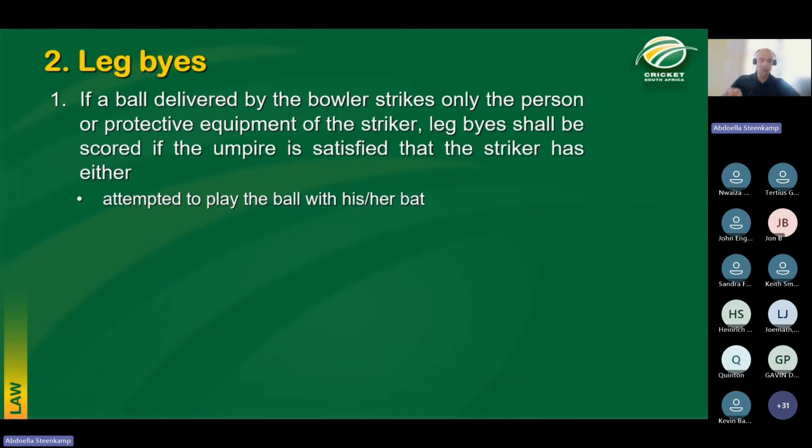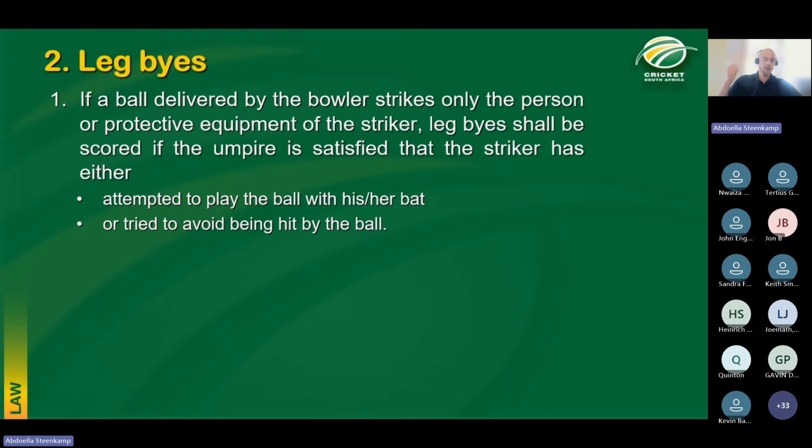Then the conditions that need to be met for leg byes to be scored. The striker needs to attempt to play at the ball. There needs to be a shot. That's the first condition for leg byes to be scored. And the second one is if the striker tries to avoid being hit by the ball. Let's say a bouncer gets bowled and the striker ducks and it hits the striker's shoulder and ricochets, or hits the striker's helmet and ricochets to fine leg. If that condition is met, leg byes can be scored.